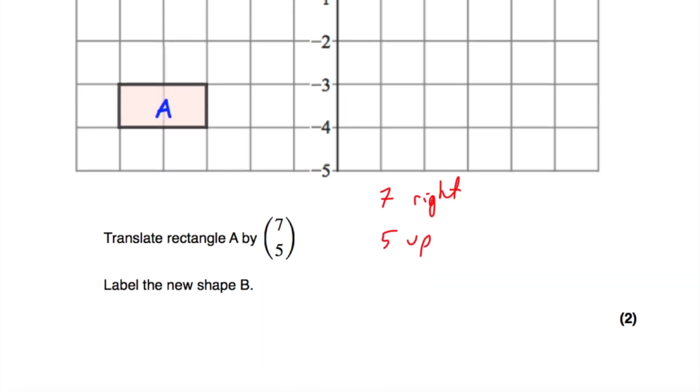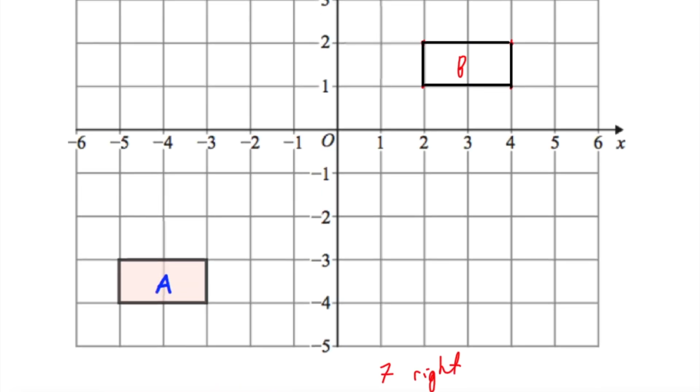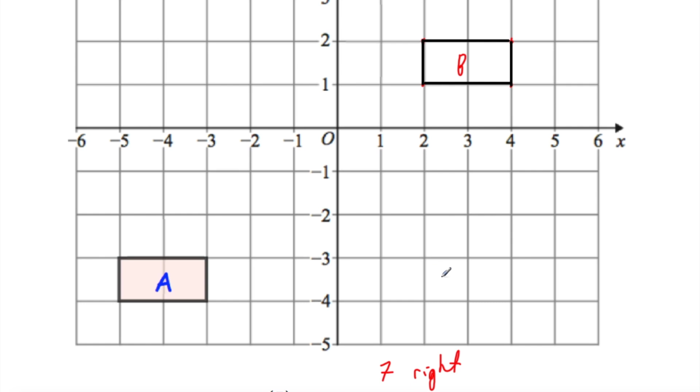So let's just double check. We were asked to translate that rectangle by 7, 5. The translation vector 7, 5. So that's 7 squares to the right and 5 up. And we're asked to label the new shape B. So we've done that. We've moved this rectangle 7 squares to the right and 5 squares up. And we've labeled it B. And that's it. Okay, let's look at our next question.